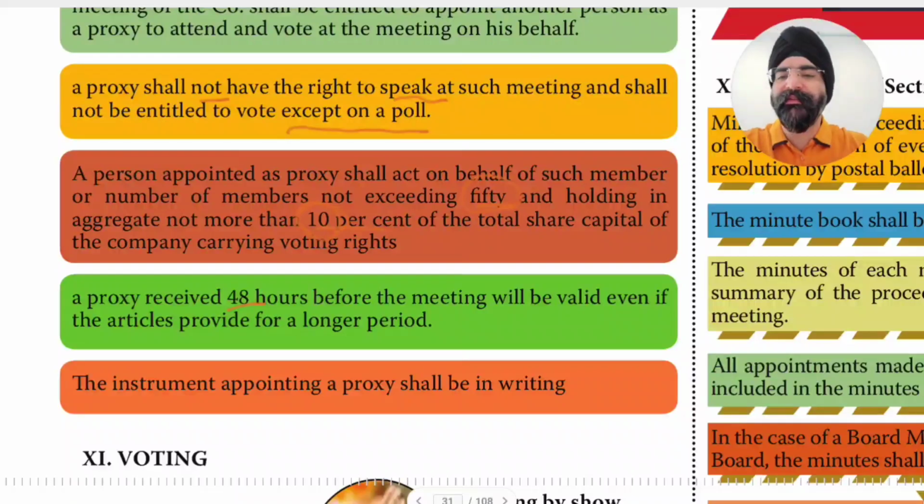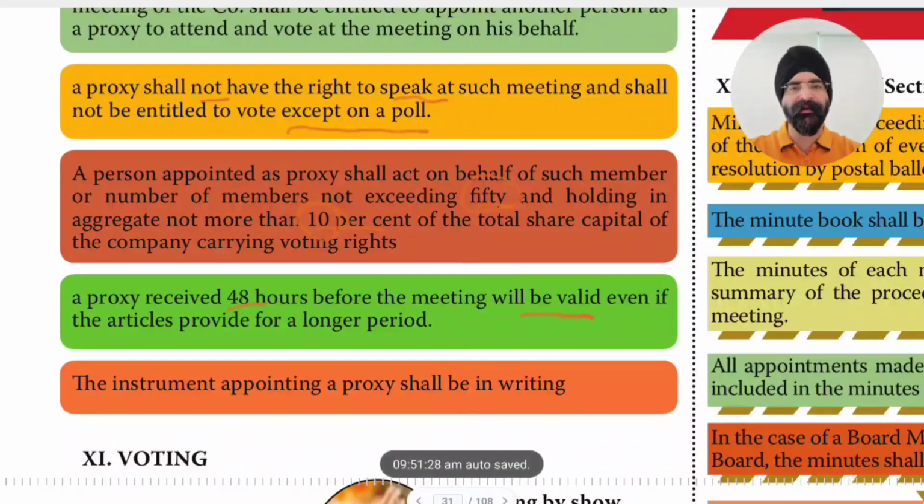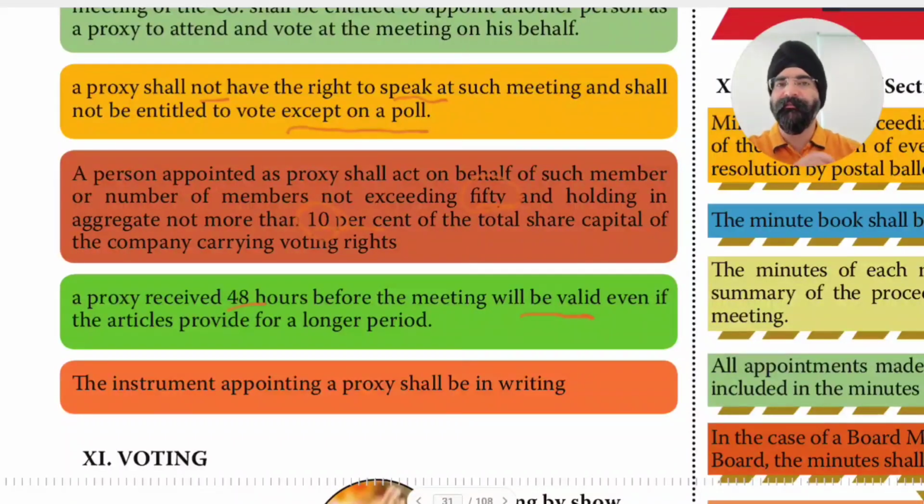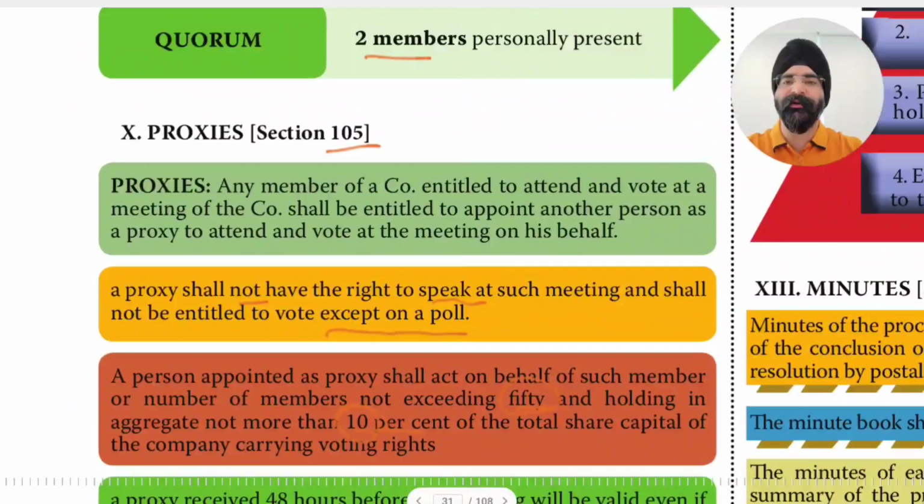A proxy received 48 hours before the meeting will be valid even if the articles provide for a longer period. So law provides a 48 hours timeline, that at least 48 hours before the meeting, the proxy should be provided to the company. The company will prepare a register of proxies, and if proxies are not received 48 hours before, then that will not be counted for the purpose of proxy. Instrument appointing a proxy shall be in writing. That is all about proxies.